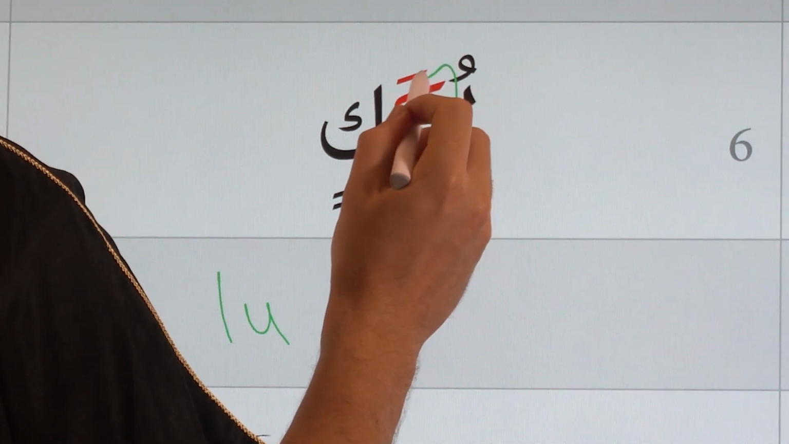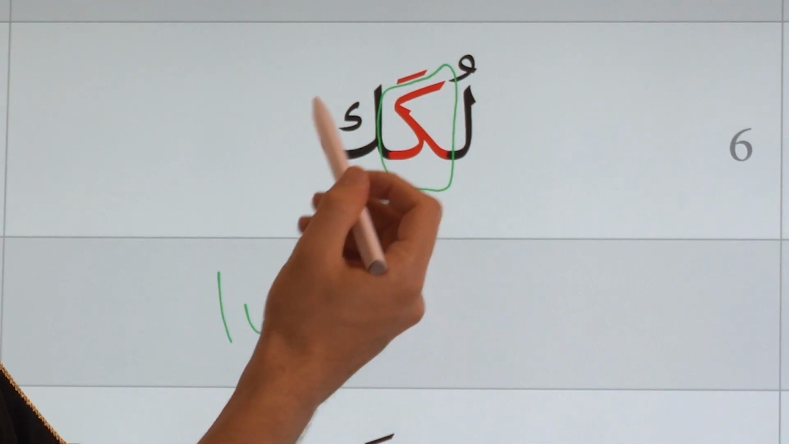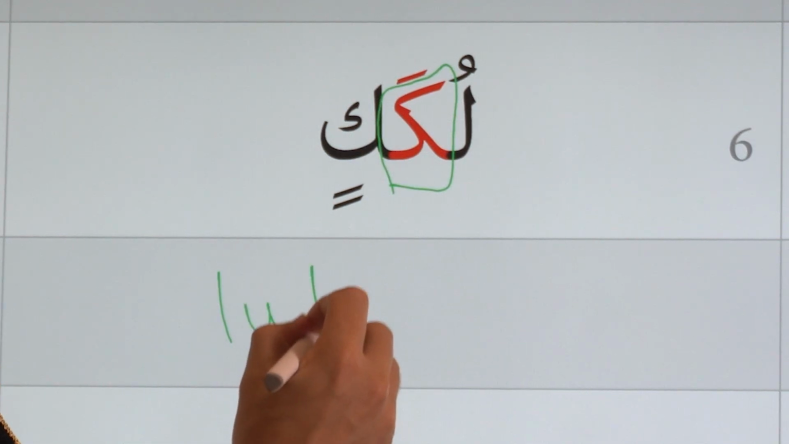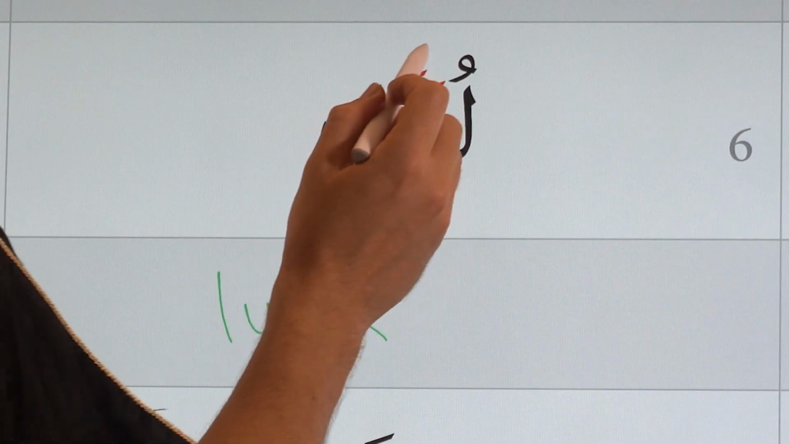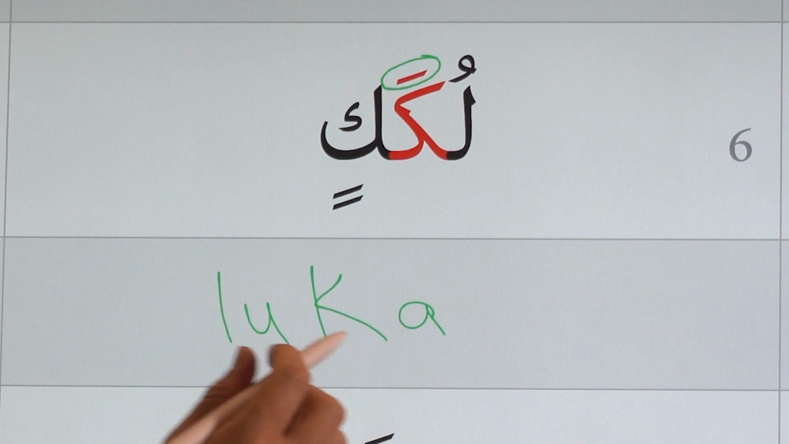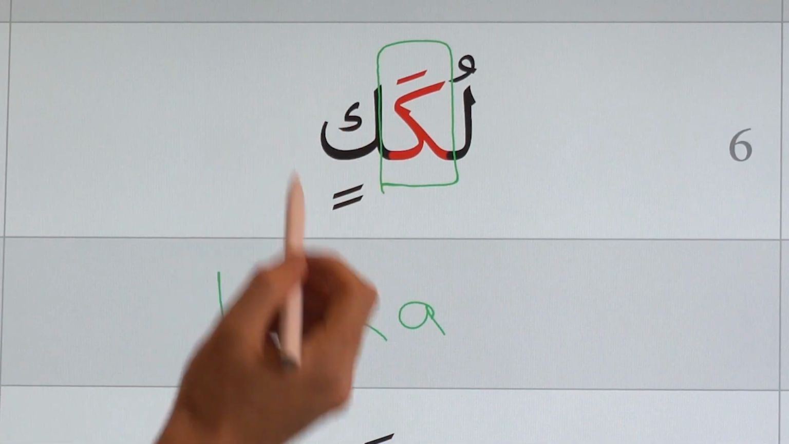The next letter we find is a bent line. So today we learned that this sort of zigzag bent shape is the letter kaf. So we're going to write a K for the kaf. The harakah we find above the kaf is a fatha, so we write an A for the fatha. So together this kaf and fatha would sound like ka, ka.